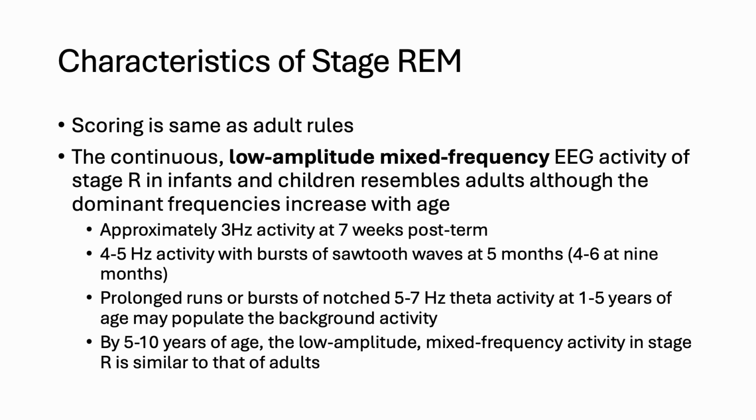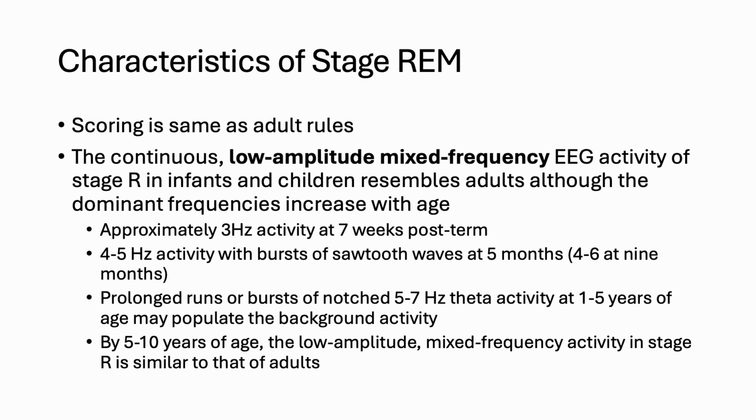And of course, REM is scored the same as adults. For REM, you want low amplitude mixed frequency, LAMP, in the EEG, but the frequency value will change with age. The background LAMP frequency for 7 weeks old is about 3 Hz. 5 months old shows 4 to 5 Hz, and bursts of sawtooth waves. The background increases to 4 to 6 Hz at 9 months old. When patients reach ages 1 to 5, you expect to see more prolonged runs or bursts of notched 5 to 7 Hz theta activity. At 5 to 10 years of age, this LAMP will be very close to that of adults.